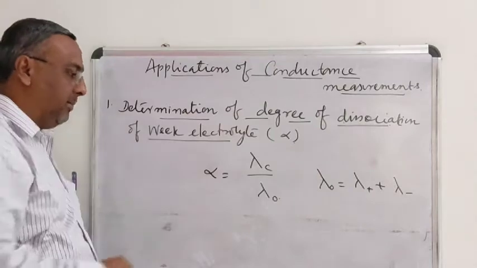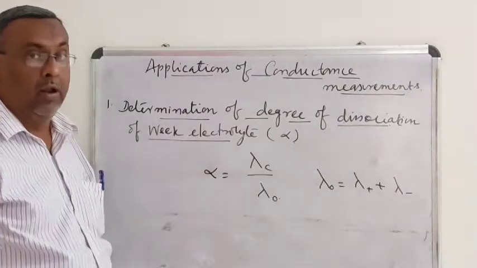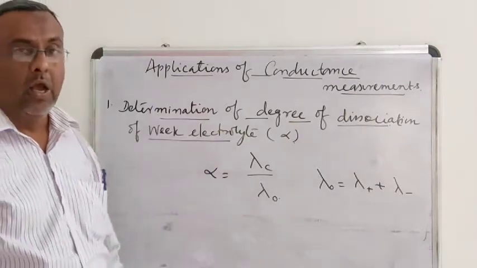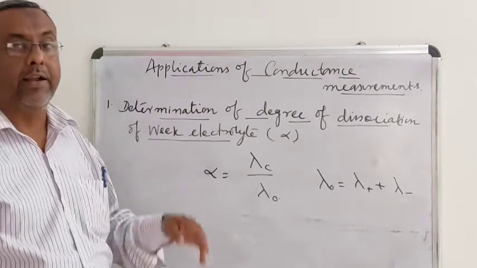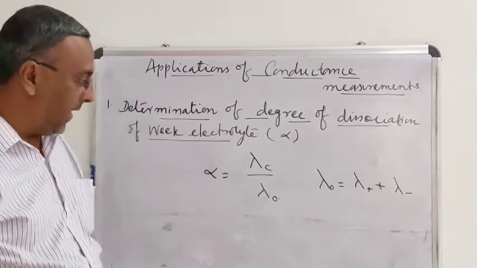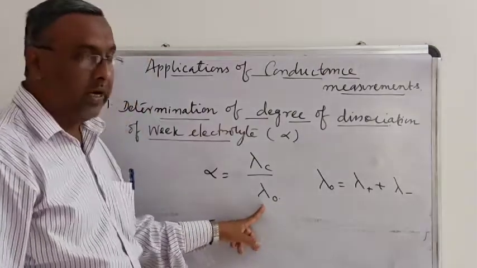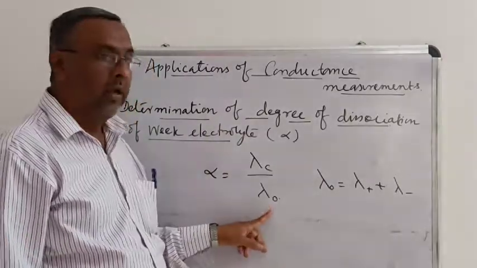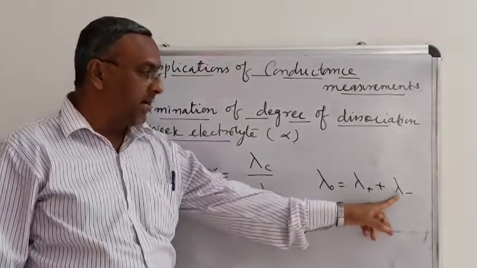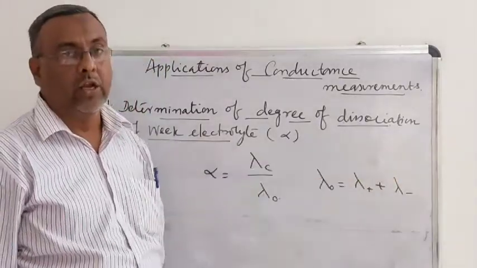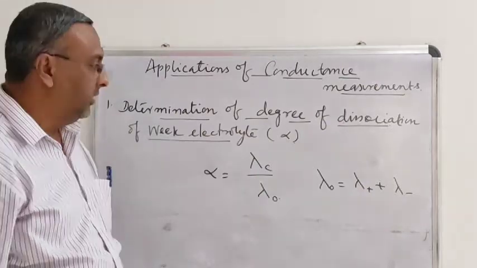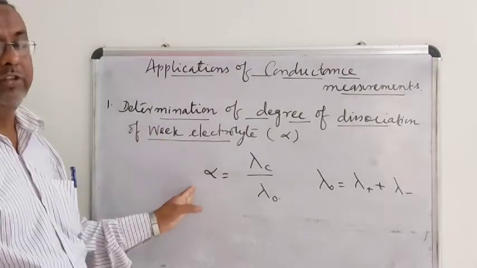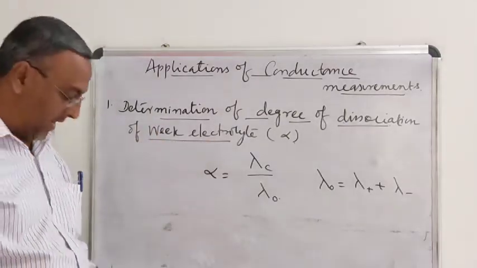So conductance measurement is very much helpful in determining the degree of dissociation of any given weak electrolyte at any given concentration, provided you know the equivalent conductance at zero concentration. That can be easily found out by adding the conductances of cation and anion, which is available in the table. This is the best method to find out the degree of dissociation of any given weak electrolyte.